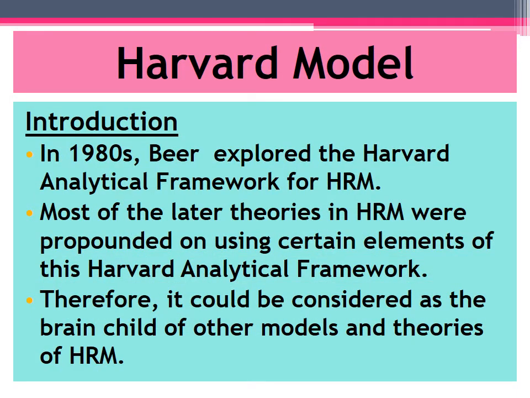Now we go to what is the Harvard model. This model was given by Beer in 1980. He explored the Harvard analytical framework for human resource management. Most of the later theories in human resource management were propounded using certain elements of this Harvard analytical framework. This theory was the base for other theories which were later propounded. Therefore, it could be considered the brainchild of other models and theories of HRM, meaning human resource management.